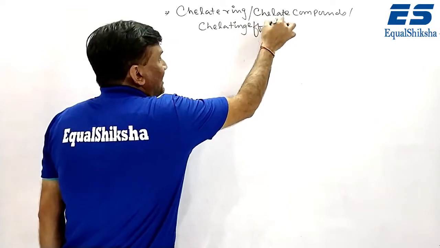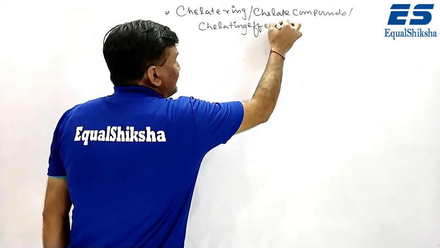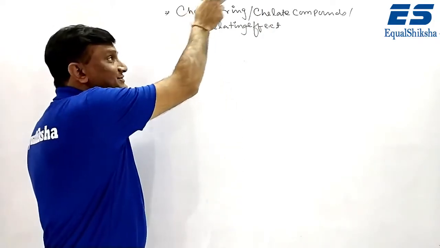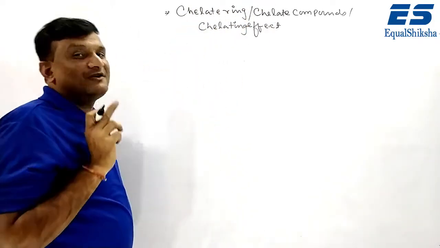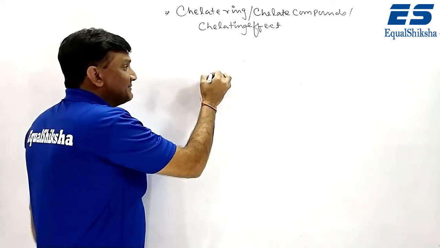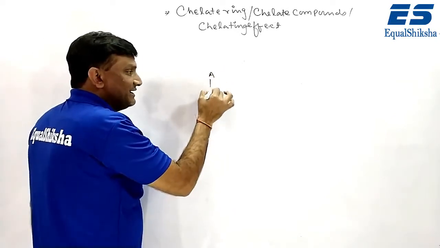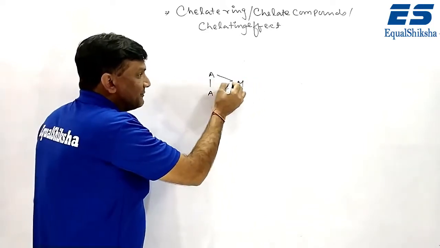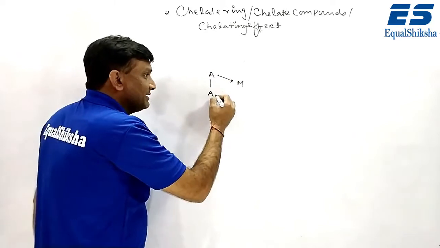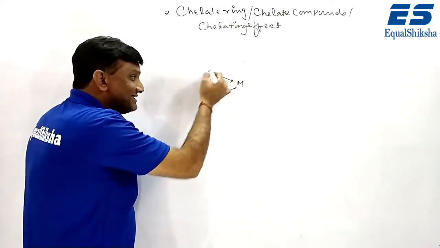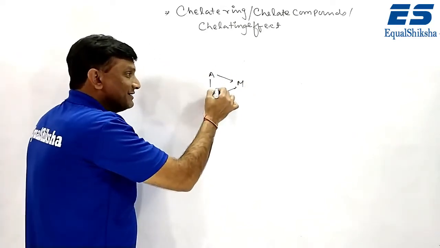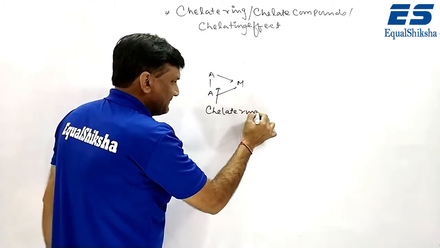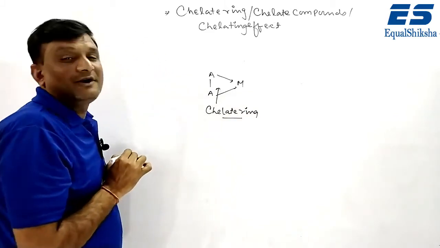These are all related to each other. The main word is chelate. What is the meaning of chelate? Suppose there is a bidentate ligand, A bond A, and this is the metal atom. This will donate a lone pair of electrons, and this will donate a lone pair of electrons. As a result, there will be formation of a ring. This ring is called a chelate ring.